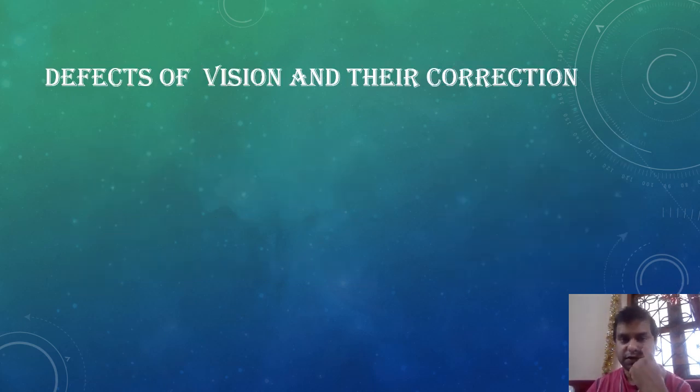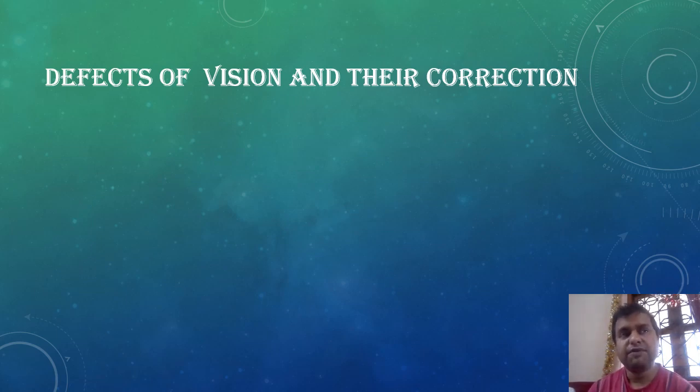Now, defects of vision. Each person, as they grow older, may have certain defects in the eye. Sometimes a person can see objects which are nearby but can't see objects which are far away, or sometimes the person can see objects which are far away but can't see objects which are close by. It varies. Sometimes some elderly people can't see both near as well as far.